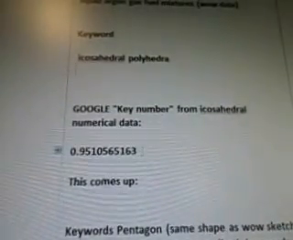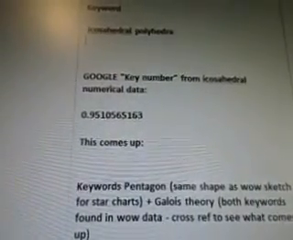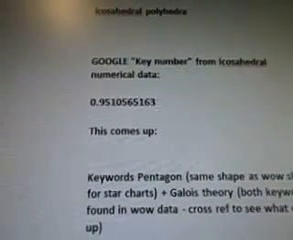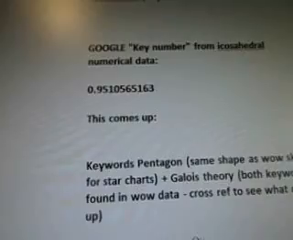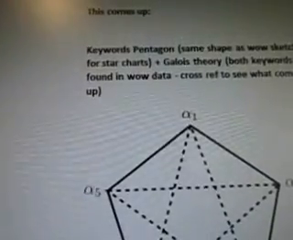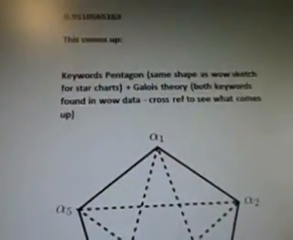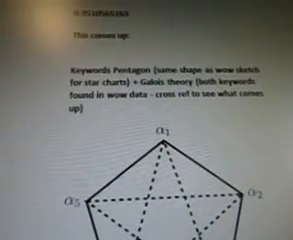I think it's the atomic number for it. Not sure, so don't quote me on that. But the 0.95105656163. I want to know what it comes up with, because I'm always looking for weird things, right? So the keyword pentagon, which was really cool. Same shape as the WOW sketch for the star charts.